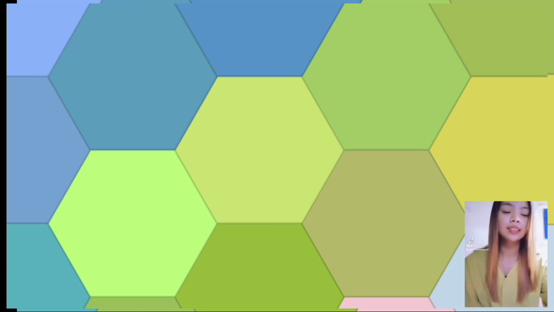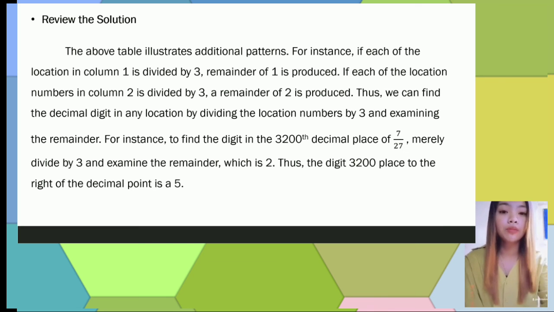So, in the last part, we have to review the solution. The above table illustrates additional patterns. For instance, if each of the location numbers in column 1 is divided by 3, a remainder of 1 is produced. If each of the location numbers in column 2 is divided by 3, a remainder of 2 is produced.